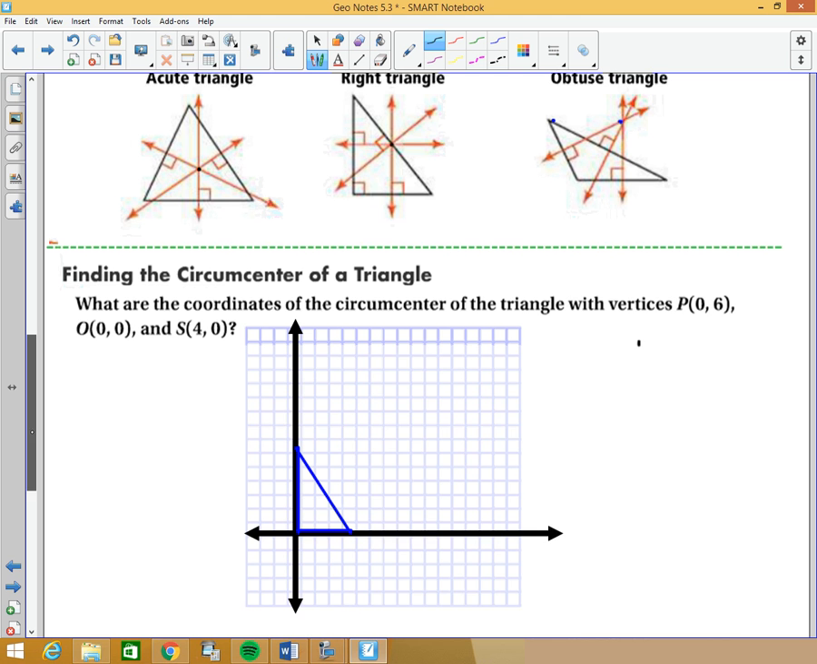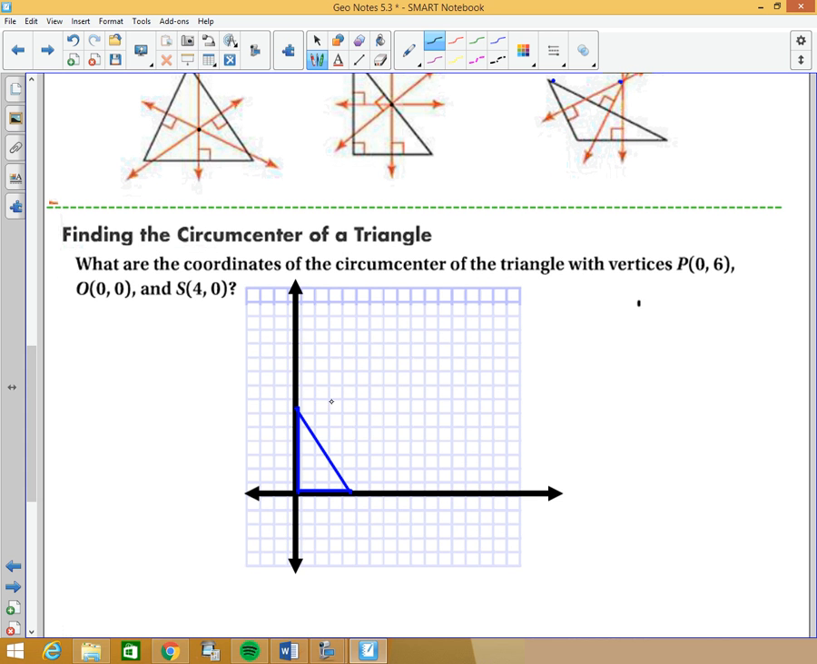Okay, so if we're going to find the circumcenter of the triangle, the very first thing that we need to do is actually graph the triangle. So we take these points right here. We'll say point P is going to be at (0, 6). We'll say that point O is going to be at (0, 0), and that point S here is going to be at (4, 0). So to find the midpoint of the vertical and horizontal side is very simple, because we'll just count them. 1, 2, 3. That'll be the midpoint for that one. And since this was 4, it's going to be at 2.